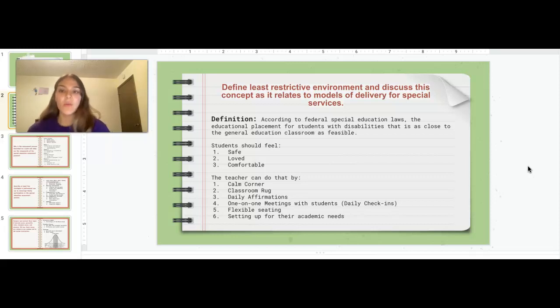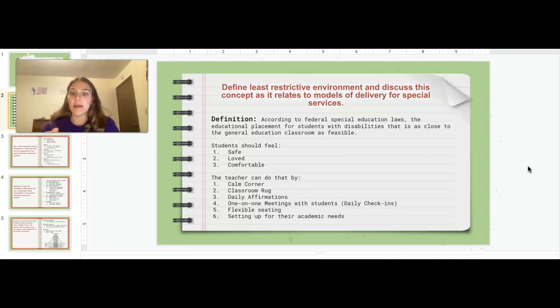So, every one of your students, not only your students with special services, but every single student in your classroom should feel safe, loved, and comfortable, because if they do not, then they will be unfocused and they will not be able to listen or learn anything that you are trying to teach them. So what teachers can do to make their students feel safe, loved, and comfortable in their classroom is they can create a calm corner.